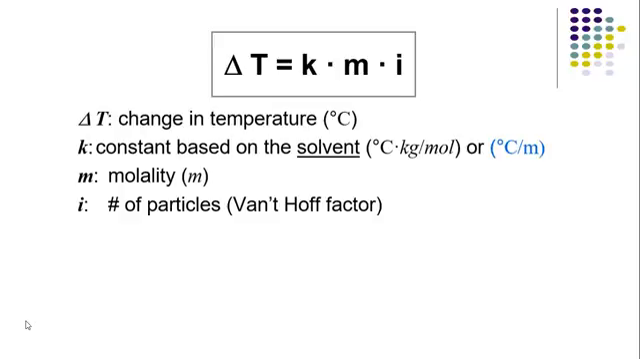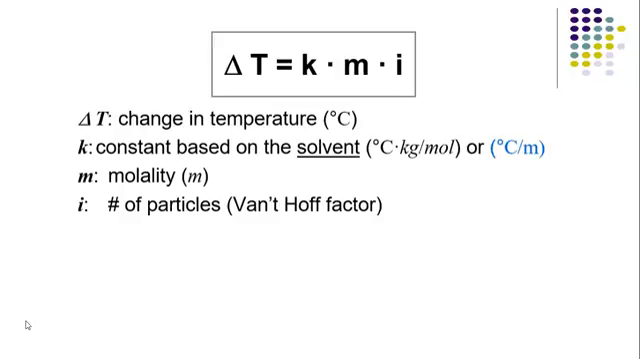Now, giving you each of the terms and the units that you should put them in. So delta T is the change in temperature, and that's going to be recorded in degrees Celsius. K is the molal freezing point or boiling point constant, and that's something that you would base on the solvent and you would look for in a table.